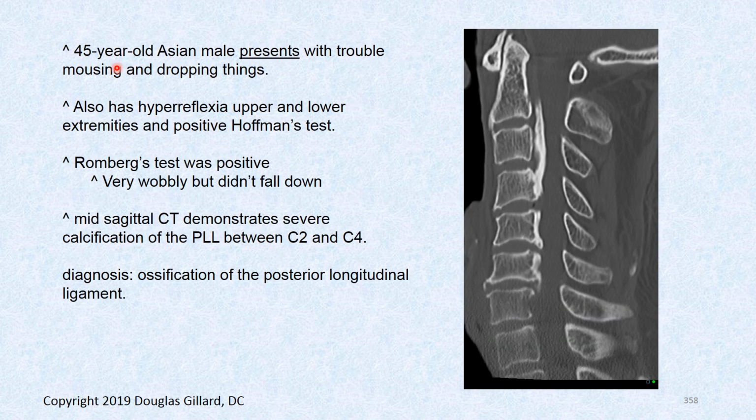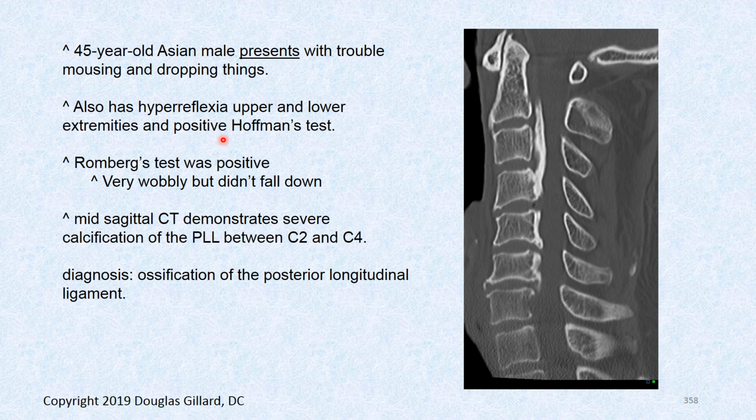It's a big problem. Here's a 45-year-old Asian male who presents with trouble mousing and dropping things. His wife says he's a klutz. He's only 45, but he's like an old man. Neurological evaluation finds hyperreflexia in the upper and lower extremities. So when you tap on his biceps reflex, it's like he almost hits himself in the face because his elbow flexes so hard. He's got a positive Hoffman's. Yeah, I've got YouTube videos on this stuff. But yeah, so Romberg's test is positive. He doesn't fall down, but he's really wobbly.